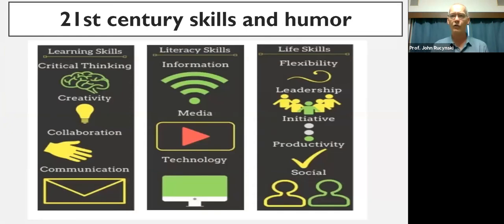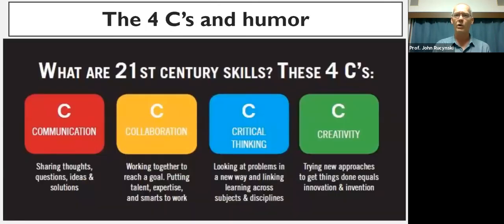Connected to that, I also believe before we talked about the SDGs, we talked a lot about the 21st century skills. So skills that students and workers need in the 21st century. Of the 12 of these, I think humor has a strong connection with many of these. For example, we call the four C's: communication, collaboration, critical thinking, creativity. Humor has a strong connection with all of these. To communicate and collaborate with others, we need to understand their humor and get along with their humor.